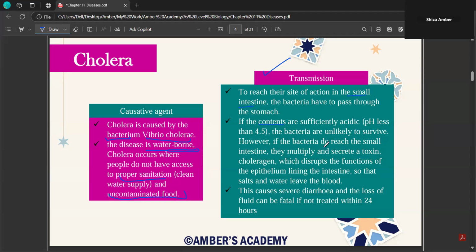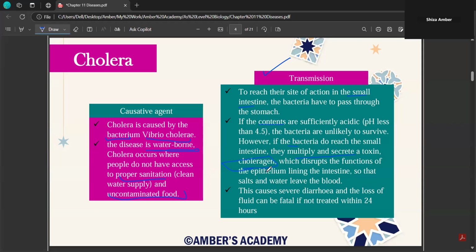However, this bacteria needs to pass through the stomach. And if the stomach is very acidic, then obviously it will be killed. But if it is not, and for some reason the bacteria is able to reach your small intestine, then they multiply and secrete a toxin called cholera toxin. This is a very important name. You need to know this as well.